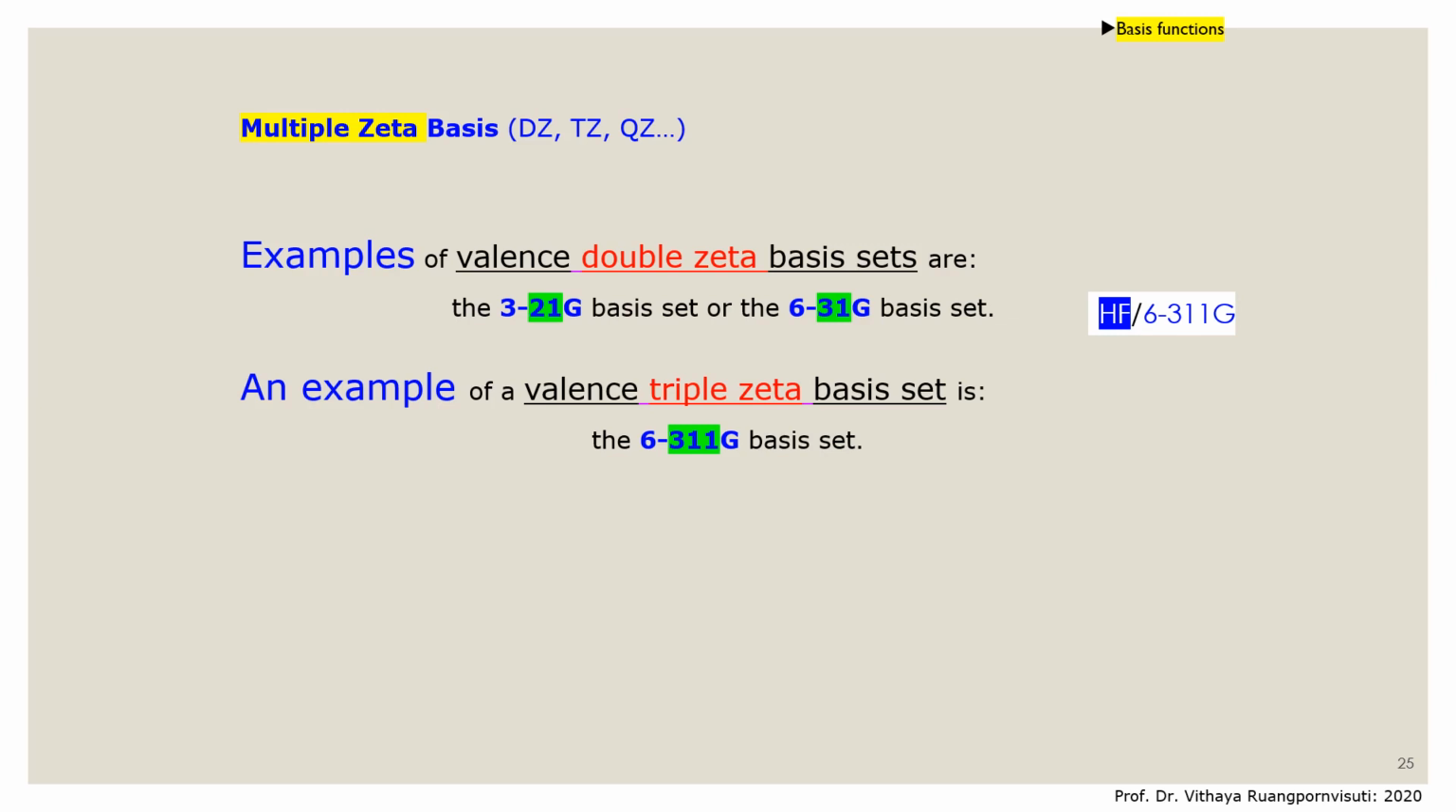The method of calculation can be the HF/6-311G method, the B3LYP method using the 3-21G basis set, or the MP4 method using the 6-311G basis set. An example of a valence triple zeta basis set is the 6-311G basis set.